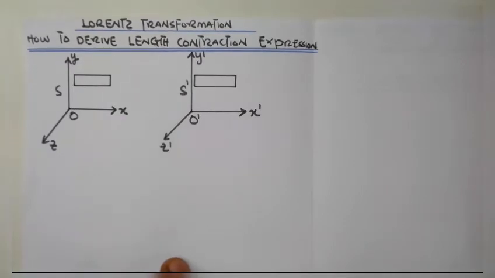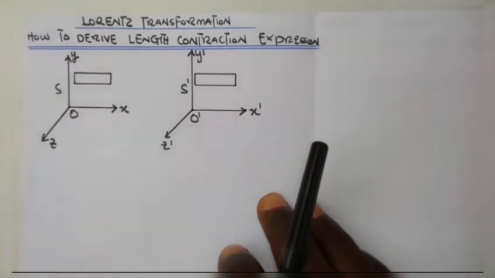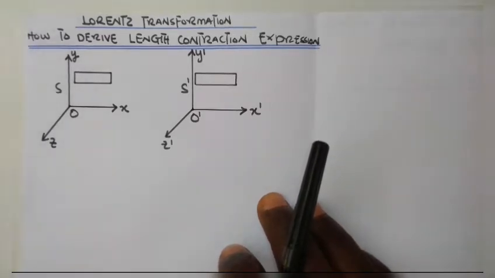In this video we're going to learn how to derive the length contraction expression of a rod in a moving frame and in a stationary frame. This equation is a consequence of the Lorentz transformation.